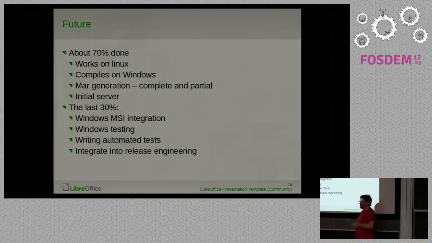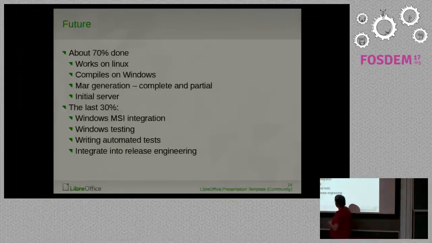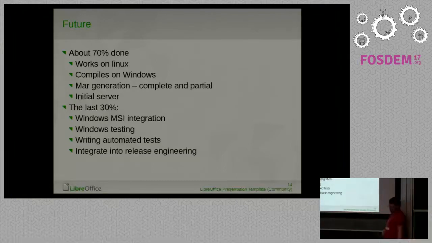We need automated tests because if you have these partial update files, you suddenly have so many different configurations. You have the complete build that you have done, and you have an old build that you have updated, but you still need to make sure that the updated build is more or less the same as the new one, and that the installation works. So we need tests there. It also needs to be integrated into release engineering, so I still need to talk to our release engineers and see how that can be done.